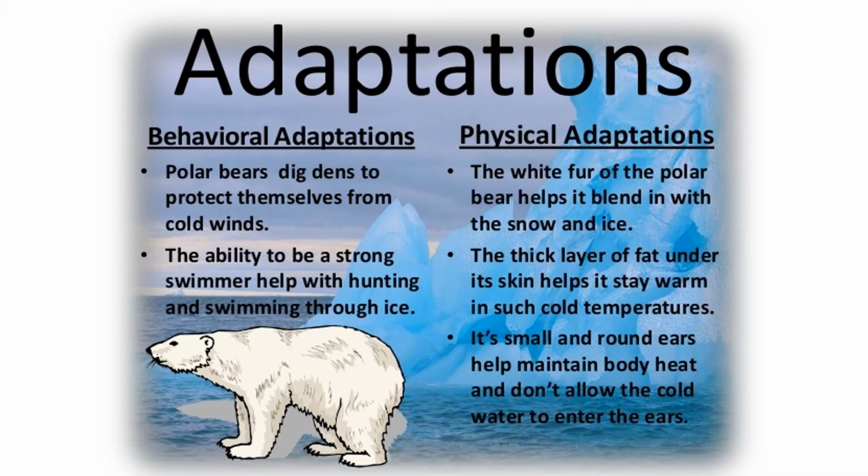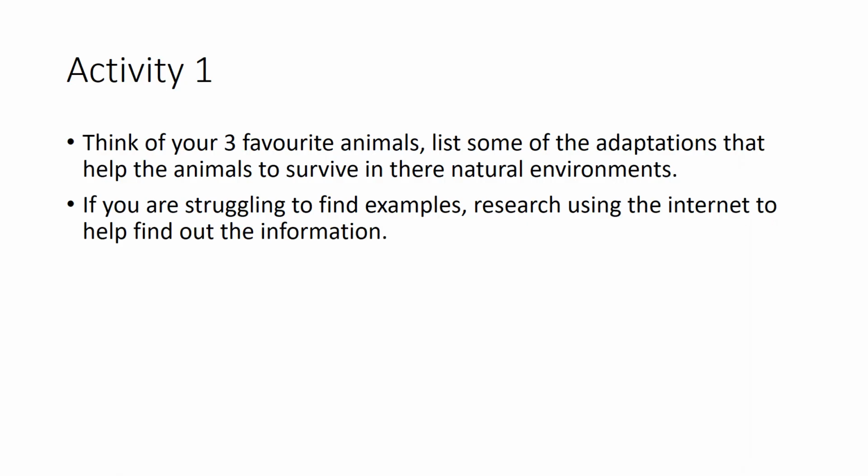What I'm going to ask you guys to do in a moment is think of your favourite 3 animals and give me some adaptations that help that animal to survive in their natural environment. For this activity, I suggest you think of something a bit more exotic. Cats and dogs do have adaptations, but sometimes they're a little bit harder to see because we kind of do a lot of the care and look after them. So think of things like you would find out in the wild, like rabbits, foxes, wolves, polar bears, tigers, sharks, all of those kind of things.